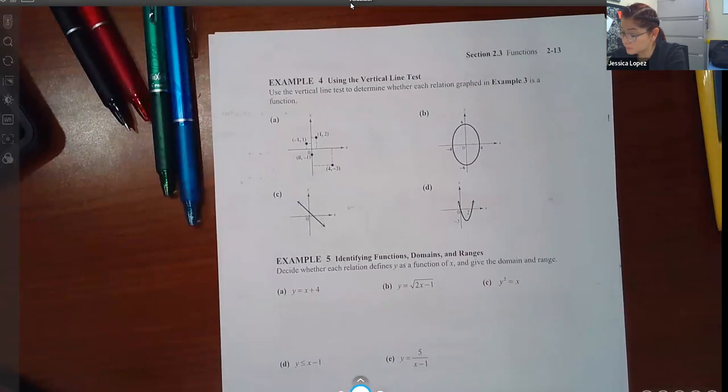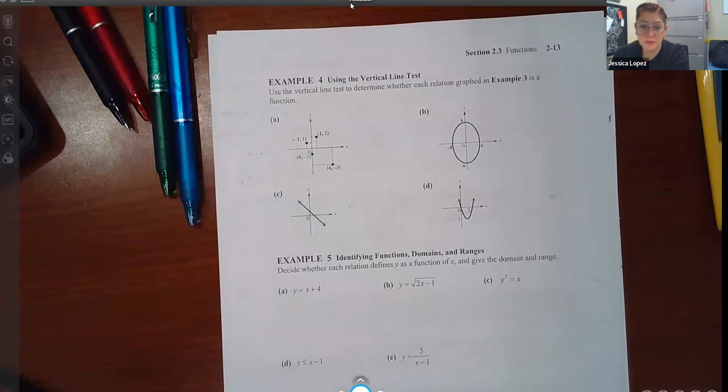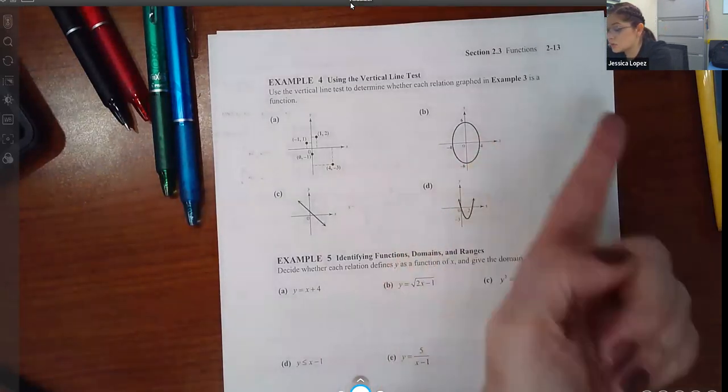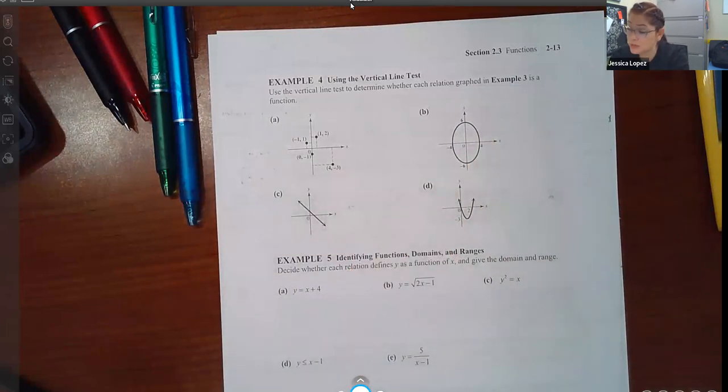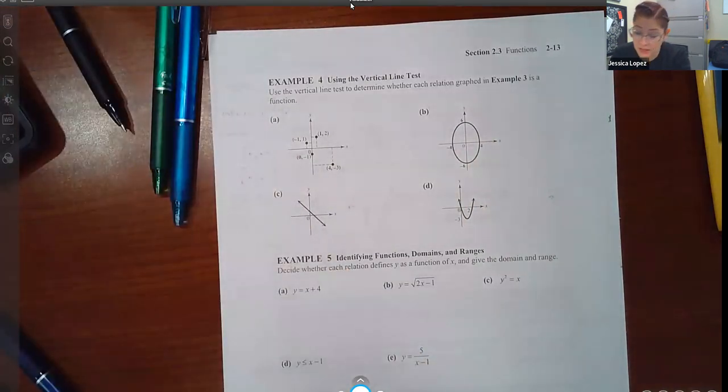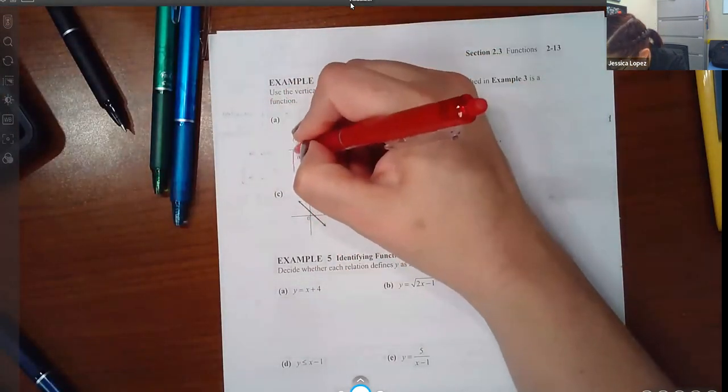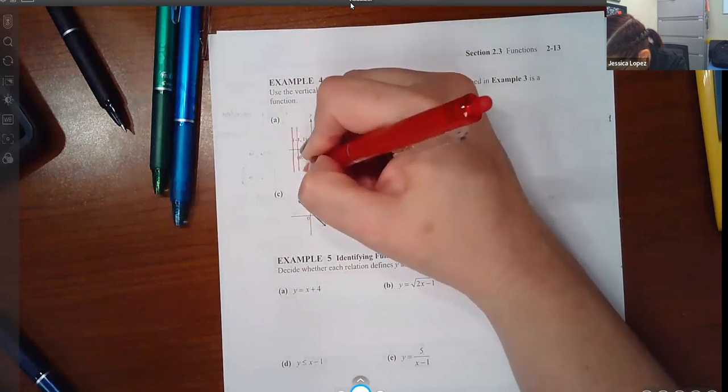So here's the first one. It says, use the vertical line test to determine whether each relation graphed is a function. It's just saying each equation in example 3. So if you notice, these are the exact same images that I had in example 3 when they were asking me for the domain and the range. So if you were to draw any vertical line anywhere, I'm just going to draw a bunch of random vertical lines.